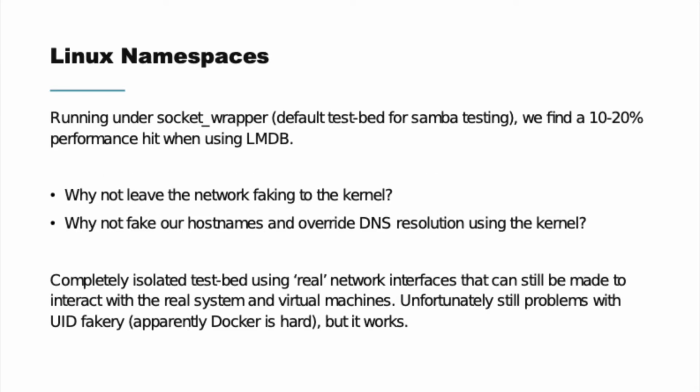So one of the other interesting things that we investigated in regards to this was Linux namespaces. We have this project called Socket Wrapper, which helps us to isolate the network so that we can run multiple Samba instances at the same time. But one of the things is that we can't actually do proper performance testing under it, and we have a noticeable performance hit. So what we did was we implemented the same sort of fakery of Socket Wrapper using namespaces, leaving it to the kernel and everything like that. And we actually got it to mostly work.